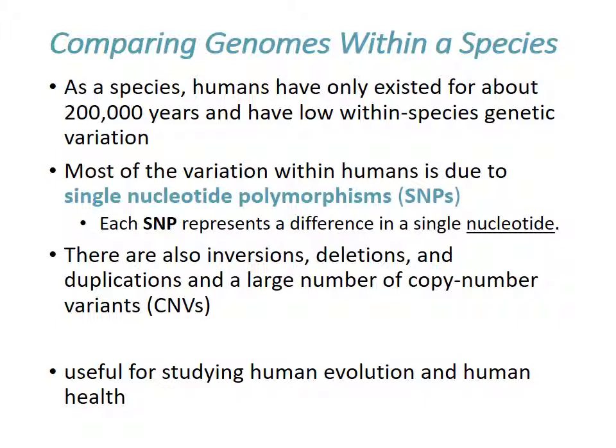If we compare genomes within a species, we can look at single nucleotide polymorphisms, or SNPs. Each of these represents a difference in a single nucleotide, hence the name. We can also look at inversions, deletions, duplications, and copy number variants. This is useful for tracking human evolution and human health. And really, as a species, humans haven't existed for very long, so we have low within-species genetic variation. Although if you look around at all the different people around you, there's a lot of variation within humans in a way, but there's also, genetically speaking, not that much variation.